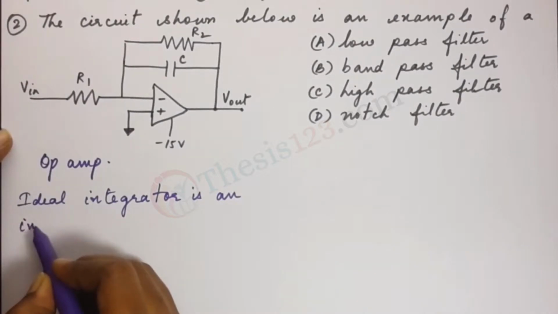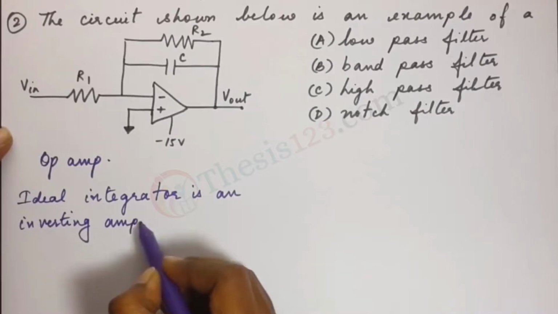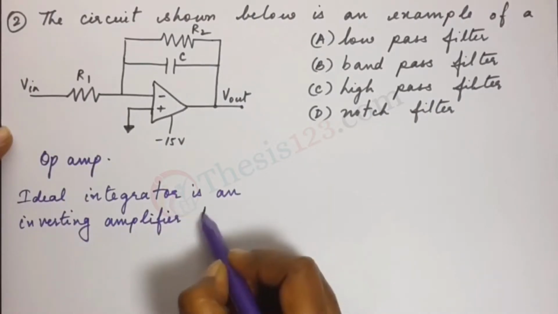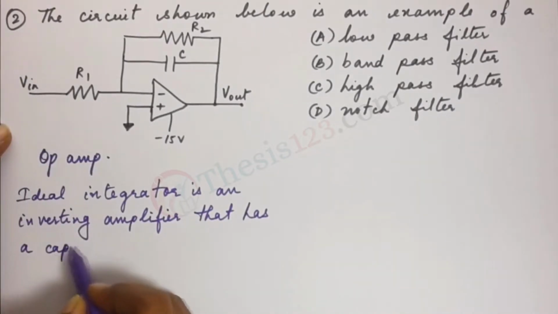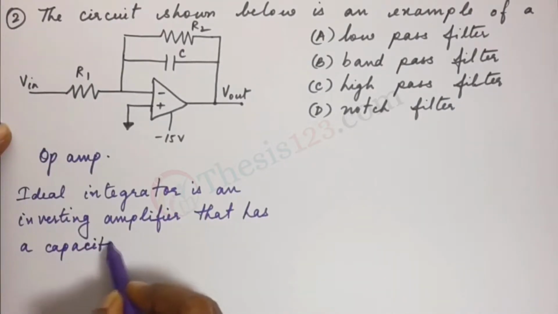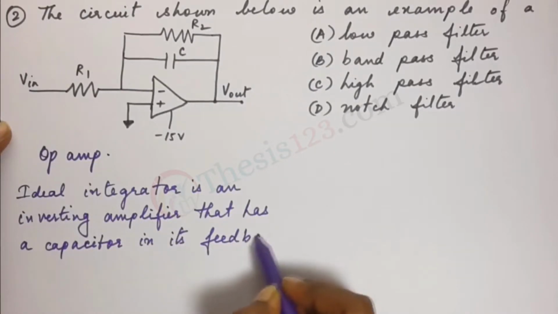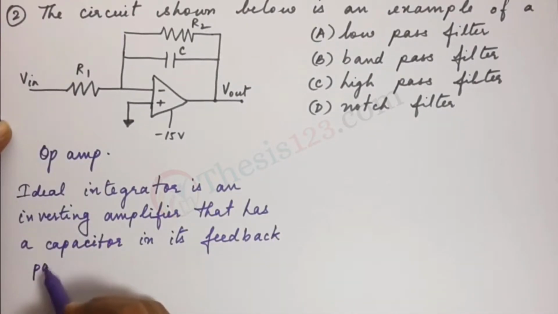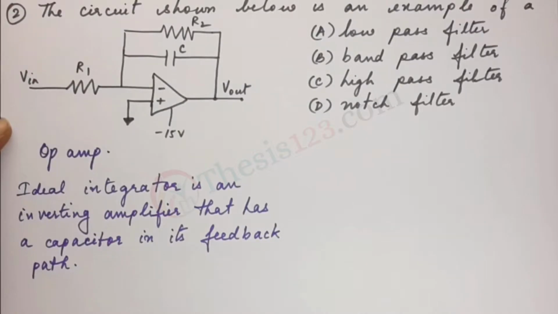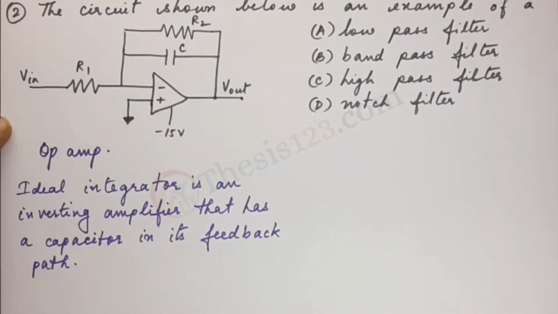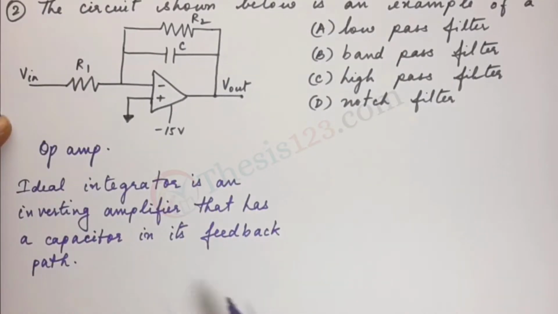is an inverting amplifier that has a capacitor in its feedback path. Alright, so it is these clues that enable you to find out which type of filter it would be. So an ideal integrator is the one that has a capacitor in its feedback path.